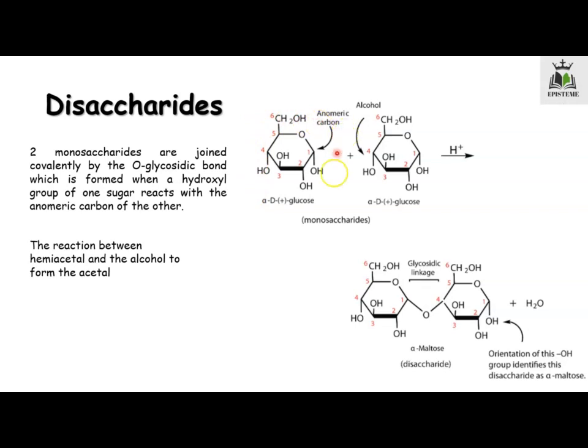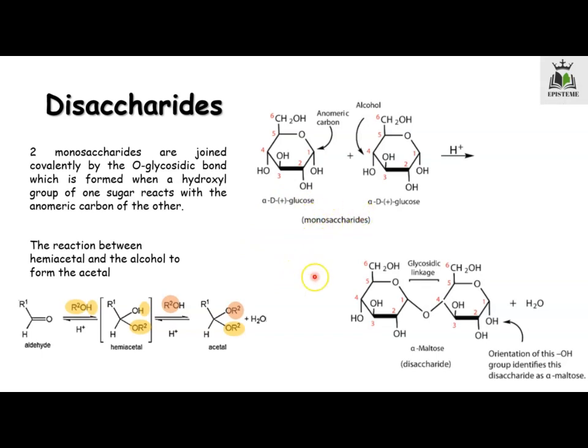Now in the first one we have this carbon number 1 as the anomeric carbon, and in the formation of maltose these two glucose will be contributing. So for the first glucose, attached to this anomeric carbon is the OH group, which is actually taking part in this reaction.